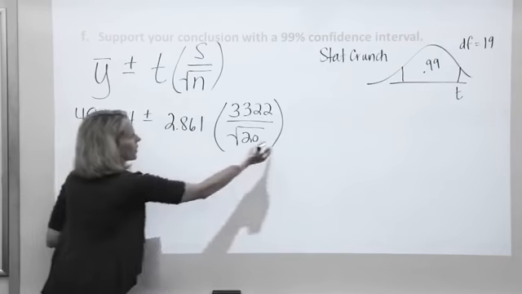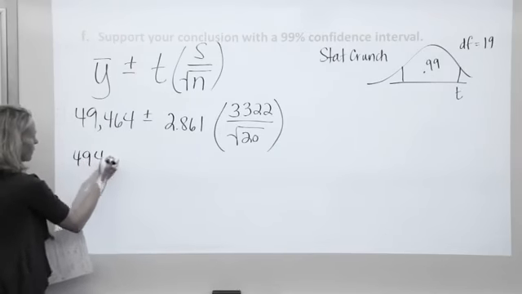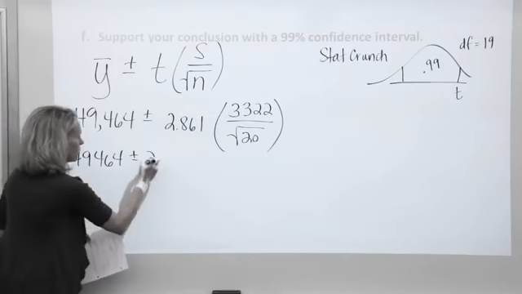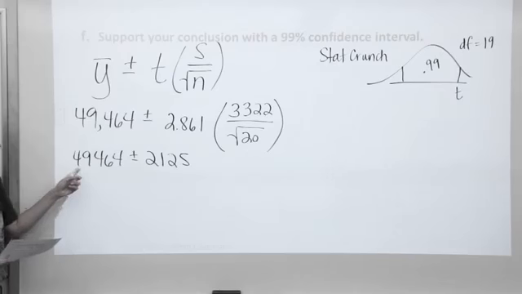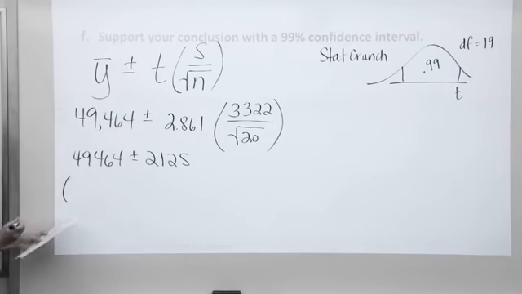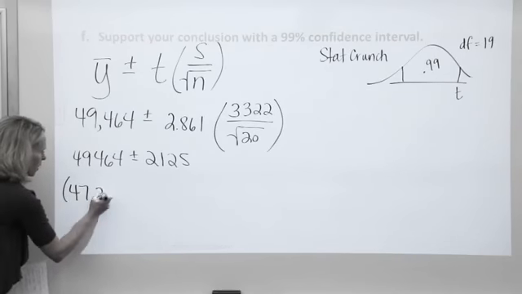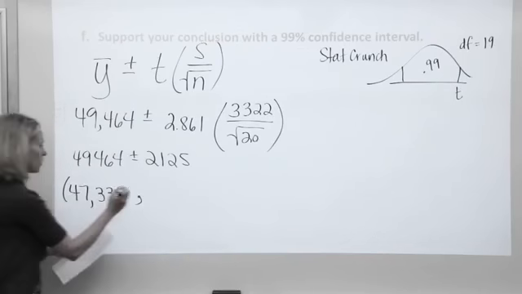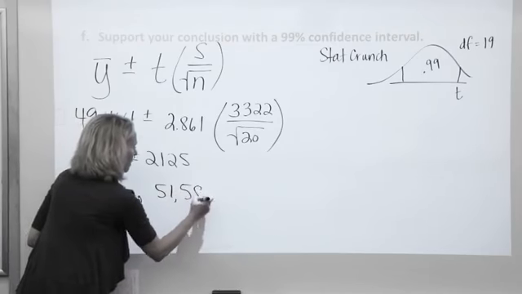All right, let's get the margin of error. So just simplify this side. This over here is 2,125. And finally, if we take our sample mean plus and minus that, we'll have our confidence interval. So your interval goes from 47,339 miles up to 51,589 miles.